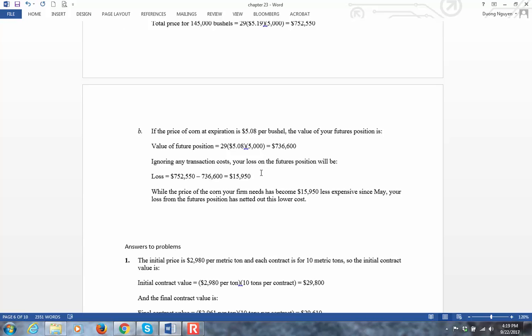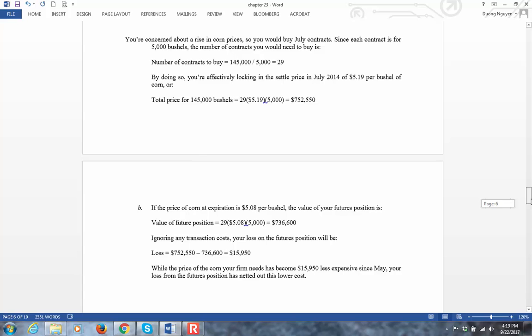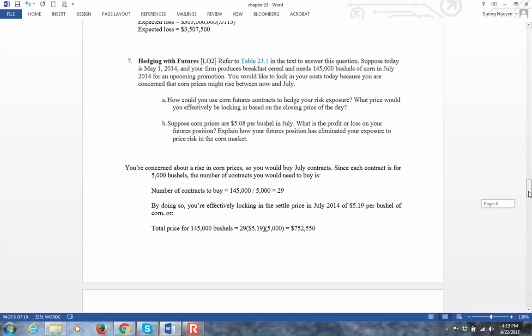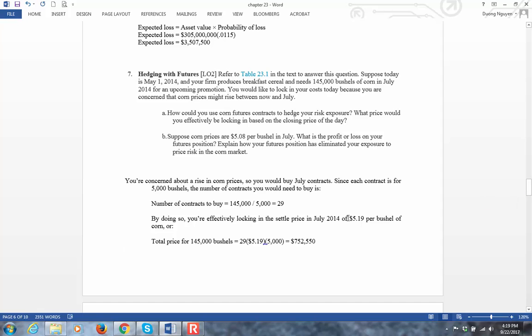On the other hand, when the corn price in the market goes up, you will have to buy corn at a higher price in the market, but at the same time you are making a profit on the futures position. So either way, it doesn't matter whether the price of corn in the market goes up or down, the effective price that you could buy 145,000 bushels of corn for is $5.19 per bushel.